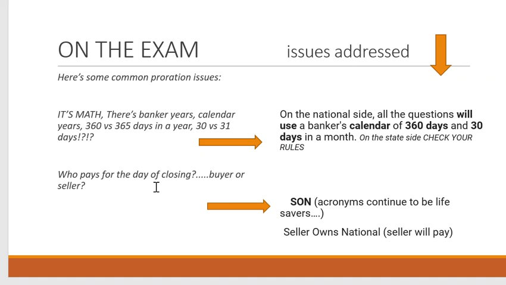And then the next issue is, well, who pays for the day of closing? Because just having that 1 day off will lead you to getting the wrong answer. On all these practice exams, they try and throw you off with that. The numbers will be so close together, and the difference is who paid for that day of closing, buyer or seller. So for the national exam, remember, you guys know, if you watch my videos, you know I love acronyms. If you haven't, go check out the very first video I ever made. It's all acronyms. But ours for this is SUN. Seller owns national. So on the national exam, the seller is paying for closing day.